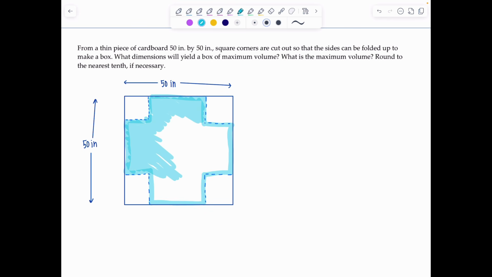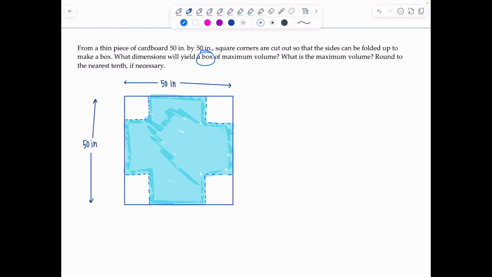Okay, so while I color it in, let's reread the question. So they want to know what dimensions will yield a box of max volume. In order to set that up, what I need to do is introduce some notation because I'm going to try to figure out what's the volume of this box here. You guys just let me color, okay? Let me do my thing. It's therapeutic.